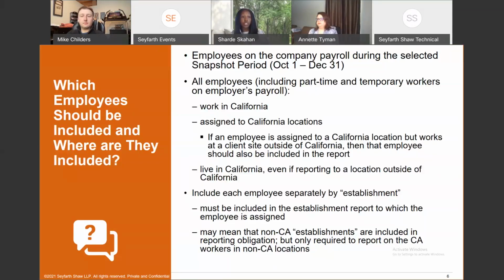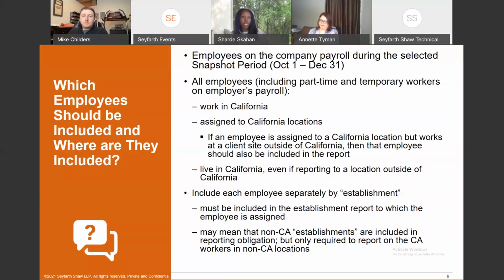And for the employees included in the report, it's only going to be employees who are employed during that snapshot period that you select. So again, that's October 1st through December 31st. If your employee was on the payroll during that period and meets one of those conditions with the ties to California, then that employee is going to be included in the report.